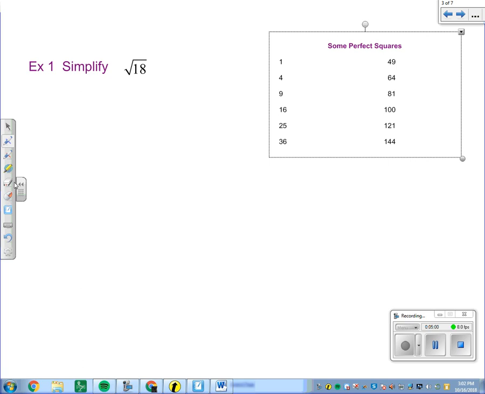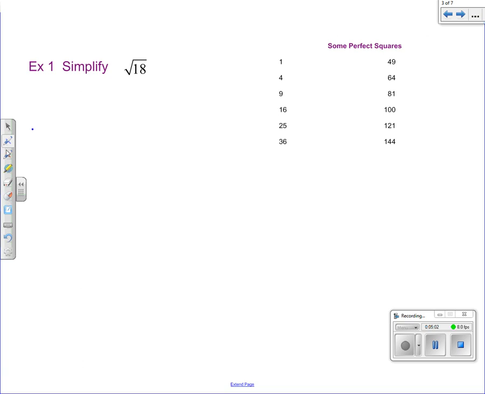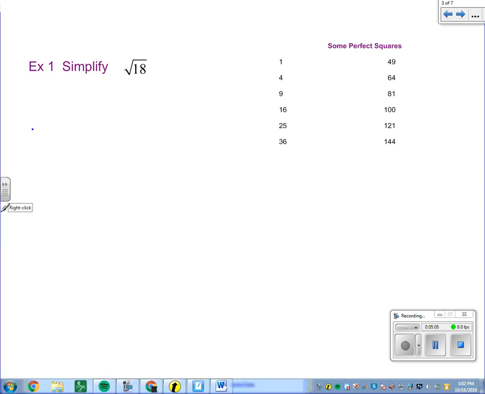All right, so we need to simplify the square root of 18. 18 clearly is not a perfect square. When we look at our list, 16, and then we go to 25. Hey, 18 is somewhere in between there. It's not a perfect square. So what we do is we look at our list of perfect squares, and we try to find the biggest perfect square on this list that divides evenly into 18.